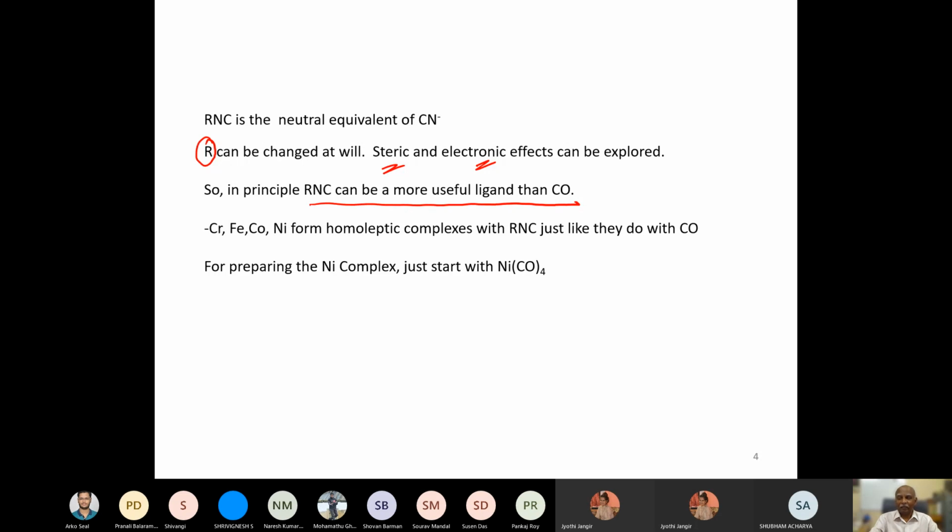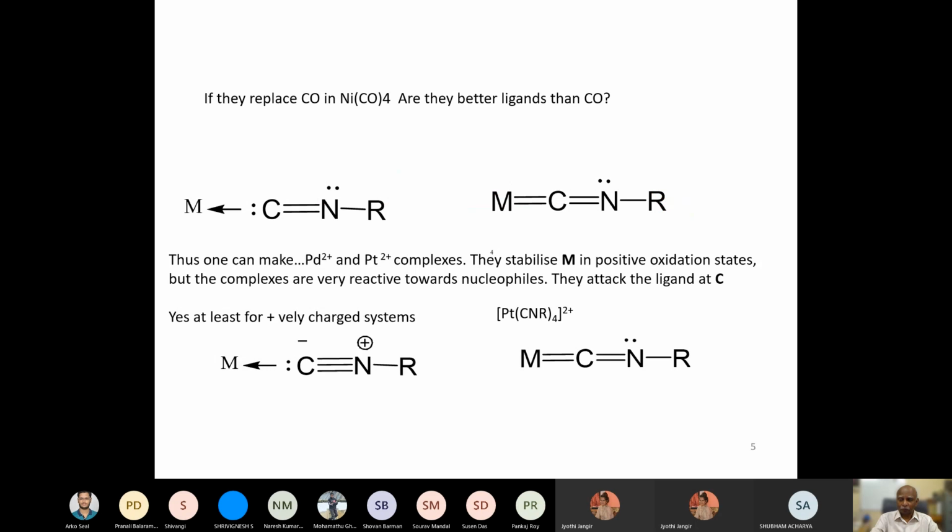RNCs are organic isocyanides, and if you're an organic chemist, you probably already have encountered this ligand, and it is a nasty ligand. Nasty in the sense that it generates a very bad stink or smell, and this is unbearable. So nobody likes to work with alkyl isocyanides.